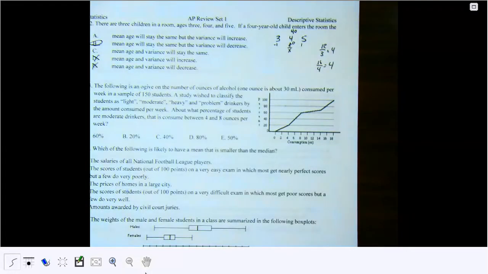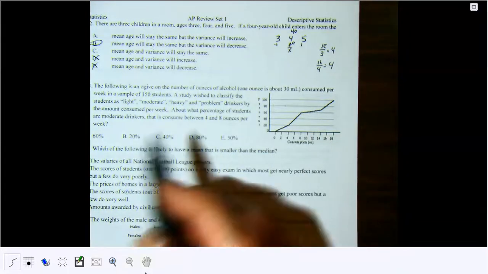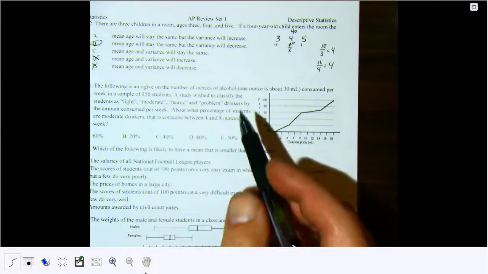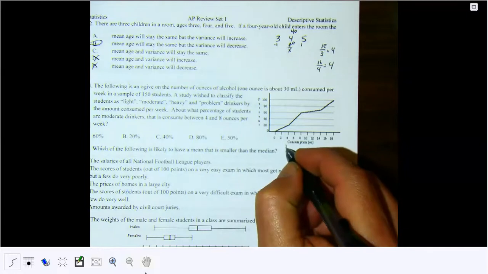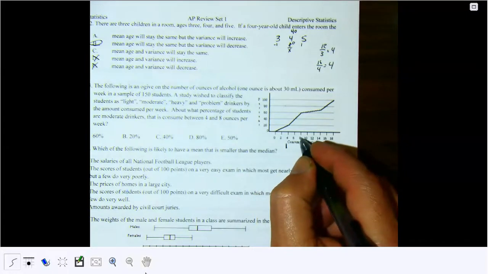Here's our ogive graph that I mentioned earlier. It actually calls it an ogive. On the number of ounces of alcohol, 1 ounce is about 30 milliliters, consumed per week in a sample of 150 students. A study wished to classify the students as light, moderate, heavy, and problem drinkers by the amount of alcohol consumed per week. About what percent of students are moderate drinkers? Moderate is between 4 and 8 ounces. Okay, so here's 4, and here is 8.